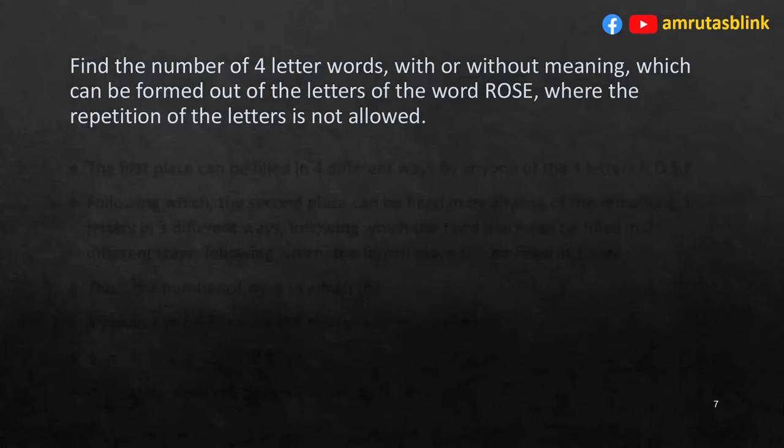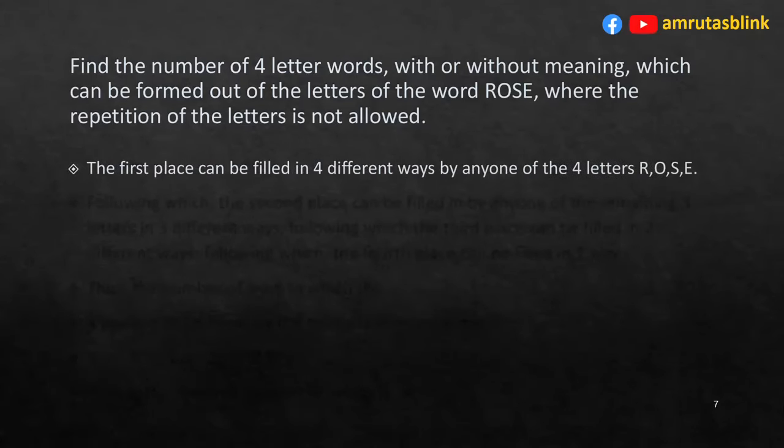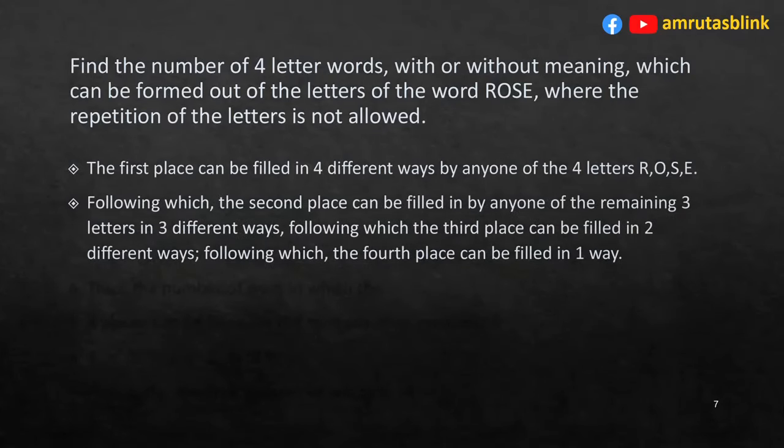There are 4 letters available with us, that is R, O, S and E. And now from these 4 letters we need to create different 4-letter words. How many such words are possible, that we need to find out. Now the first place of this required 4-letter word can be filled in 4 ways. That is, we can have R, or O, or S, or E at its first place.